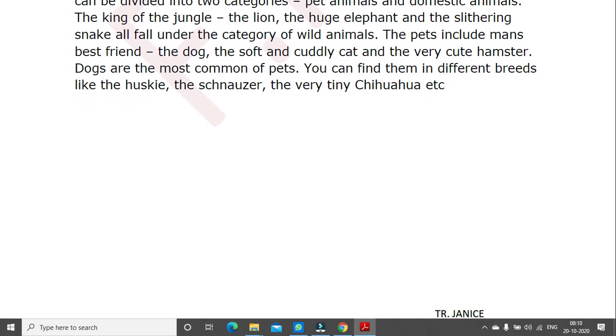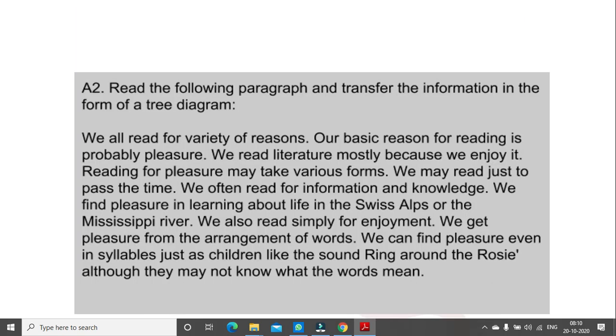Now we go to the next one, that is: read the following paragraph, that is, convert verbal into non-verbal, and transfer the information in the form of a tree diagram. We all read for a variety of reasons. A basic reason for reading is probably pleasure. We read literature mostly because we enjoy it. Reading for pleasure may take various forms.